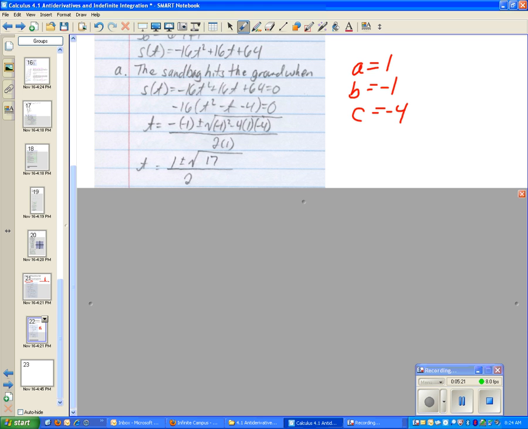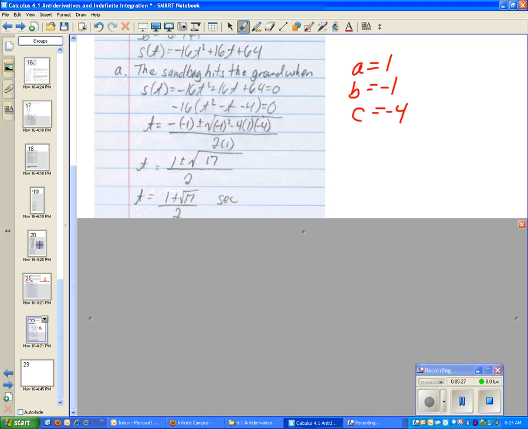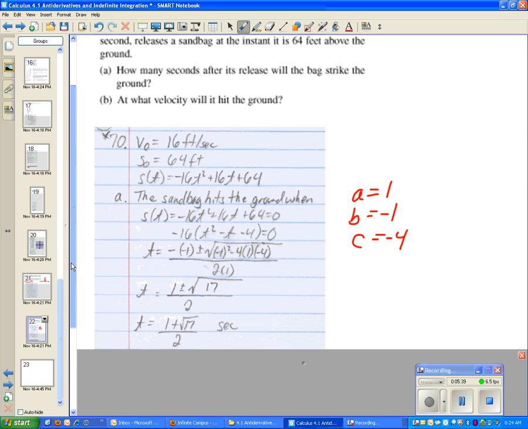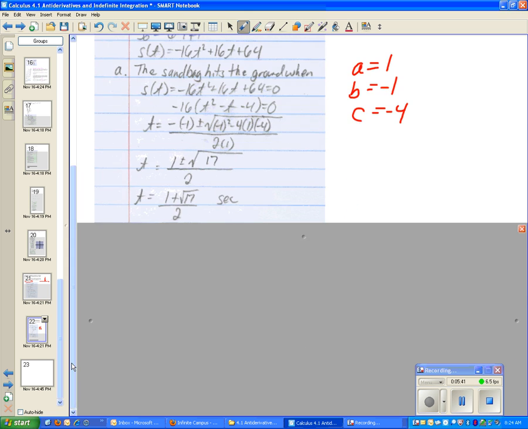Well, we haven't released the sandbag yet at the negative time, so that's not the one we want. We don't want the negative one. So only the positive one satisfies our problem. So the question was, how many seconds after its release will the bag strike the ground? It will strike the ground 1 plus the square root of 17 divided by 2 seconds after we release it.